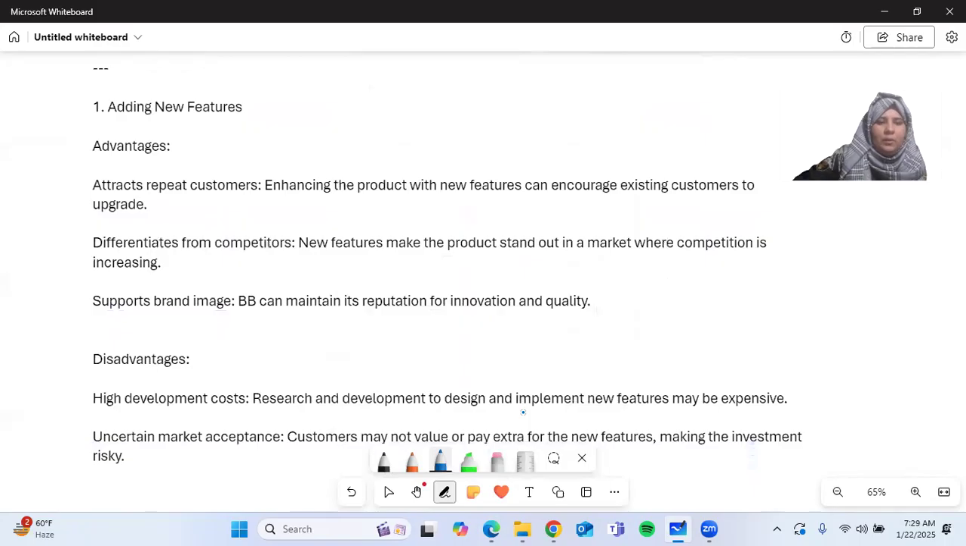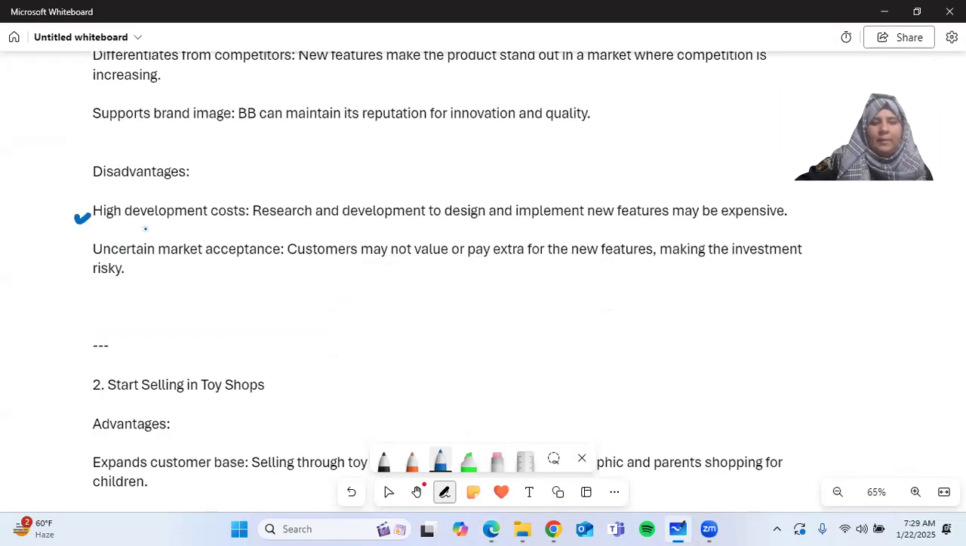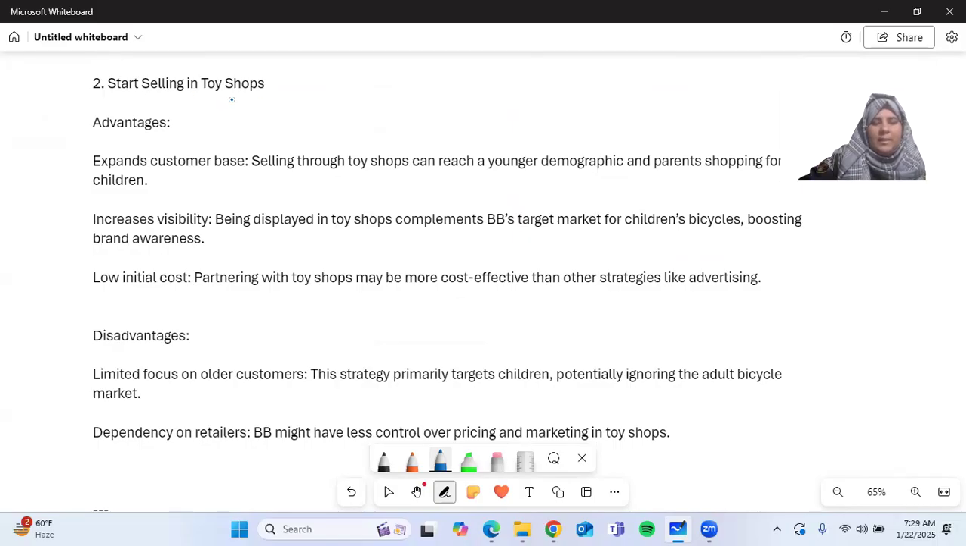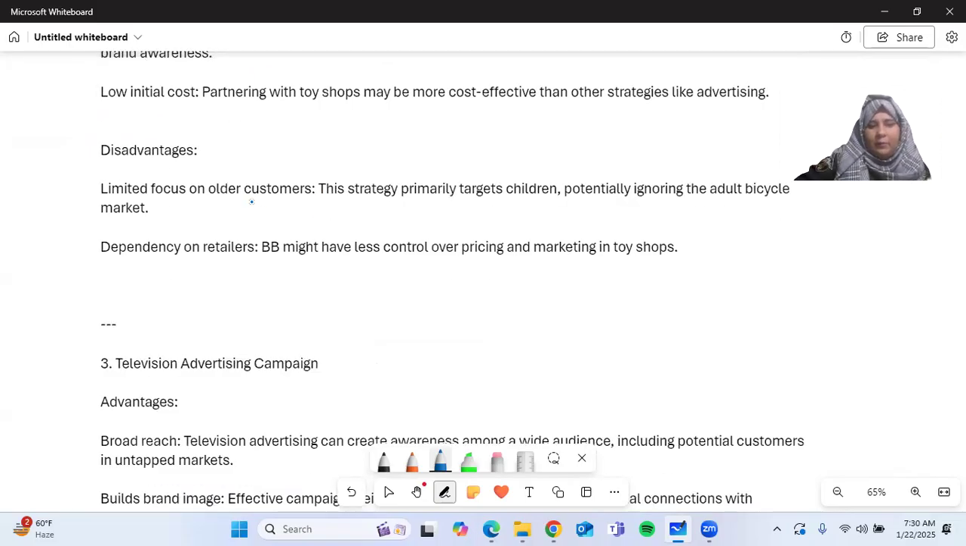First of all, if they add new features, what will be its advantage? It can attract repeat customers, and enhancing the product with new features can encourage existing customers to upgrade. However, there will be high development cost. Research and development to design and implement new features may be very expensive. Number two, start selling in toy shops. It can expand the customer base. Selling through toy shops can reach a younger demographic and parents shopping for children. However, there will be limited focus on older customers. This strategy primarily targets children, potentially ignoring the adult bicycle market.